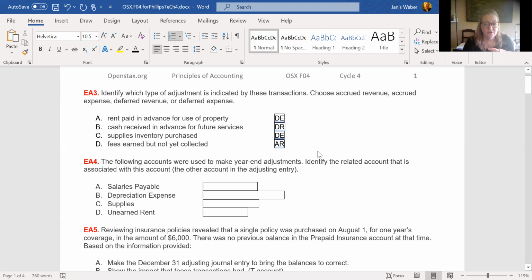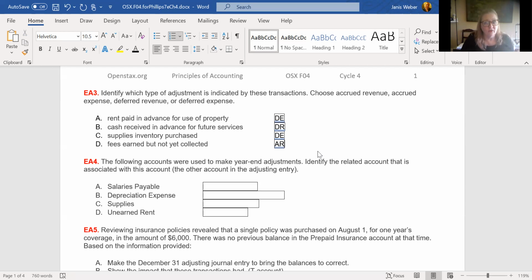Okay, here's another set. If I were you, I'd pause the video and answer the next ones. Oh, I'm sorry, it's not exactly the same kind. This one is asking you which account is associated with them. When you're making an adjusting entry, you're always going to be using one balance sheet account and one income statement account. It's not just some random account, it's its partner account.